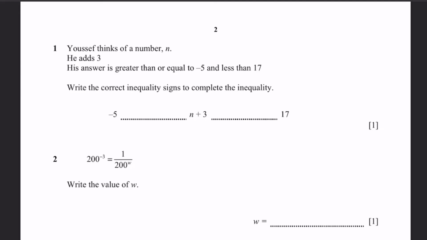Well, his answer n plus 3 is greater than minus 5, greater than or equal to at least. So, we put this sign. Greater than or equal to will be on this side. The crocodile mouth opens on the side which is greater. And it's less than 17. So, less than and not equal to 17 gives like this. So, 17 is larger. And that'll be our answer, of course.